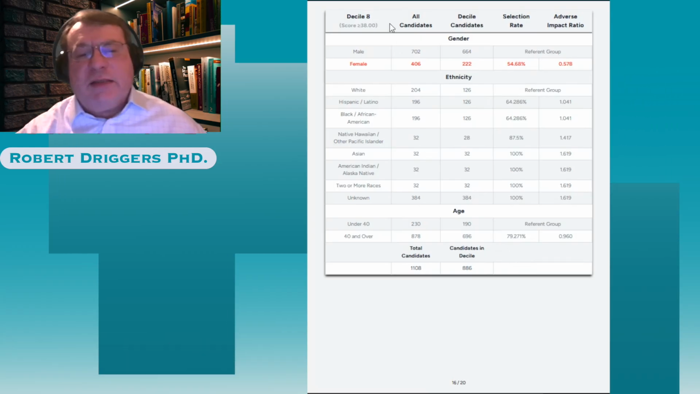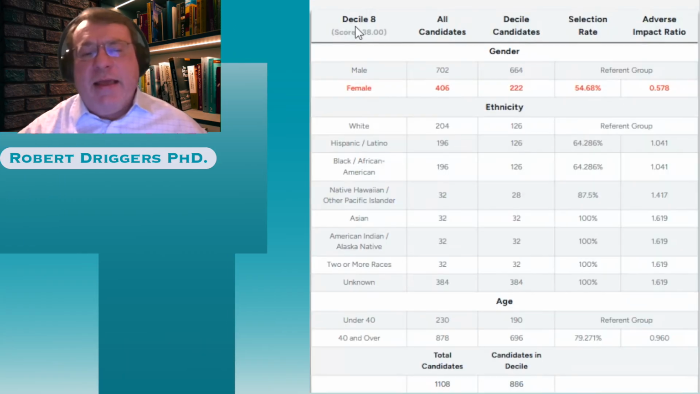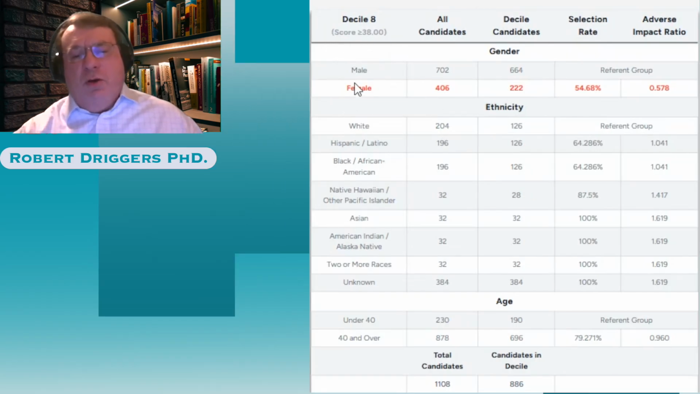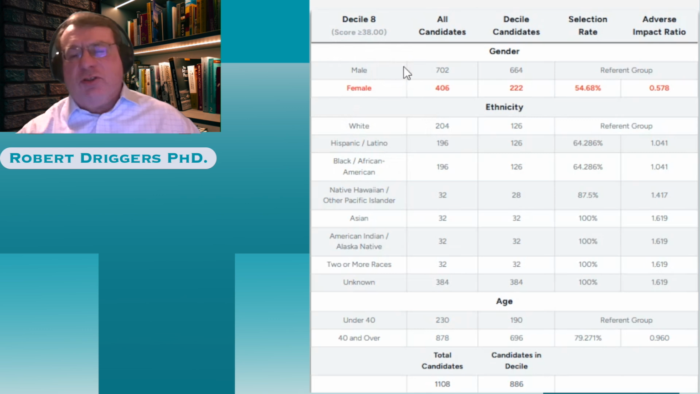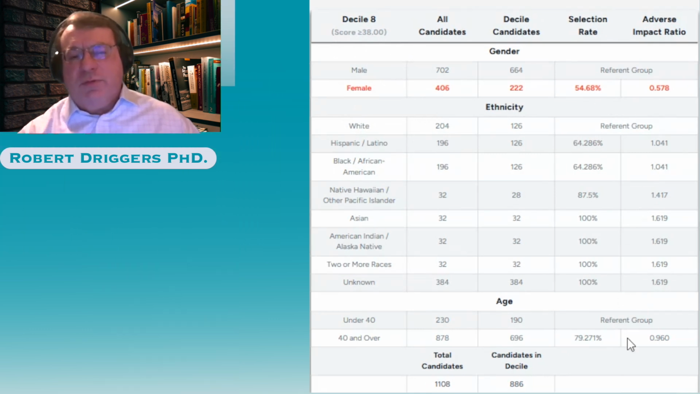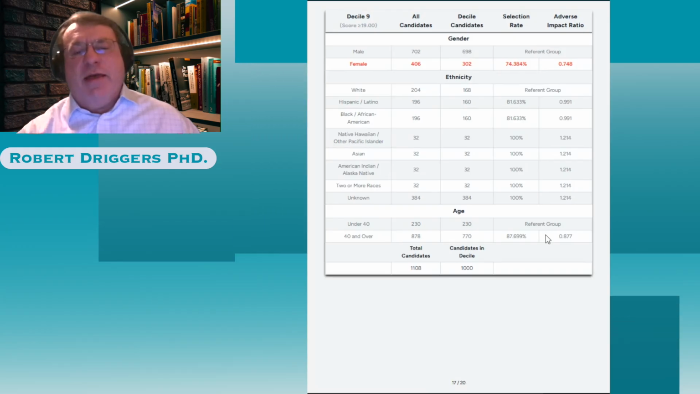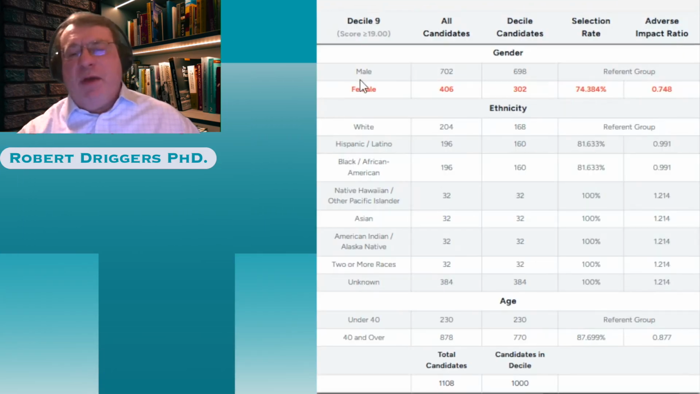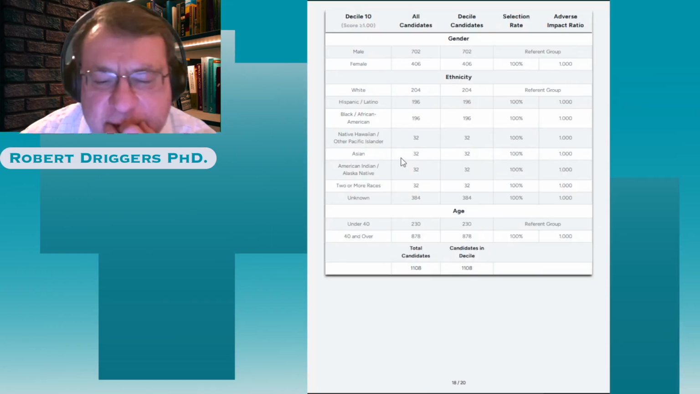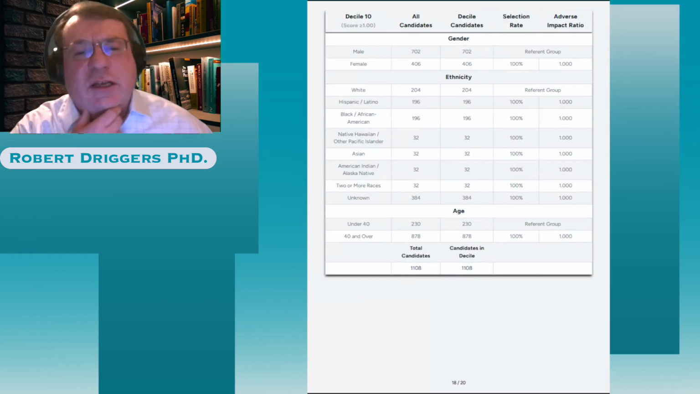Okay, we're at decile 8 and we still see the same pattern. Notice that we have a cut score of 38 now. So this means that whenever you apply a cut score of 0.38 to the set, you're still going to see adverse impact for females, although you don't see it for other groups. Moving on to decile 9, we see that adverse impact for female remains, but it's gotten better. We're now at 0.748. So we've moved the ratio in the right direction. So now let's discuss decile 10.